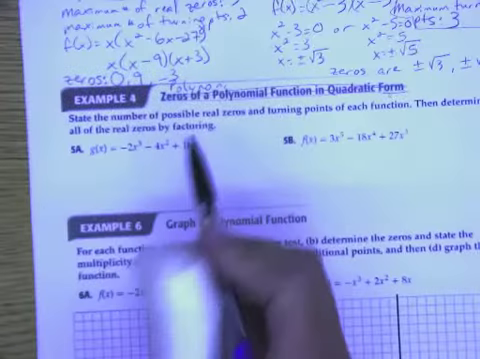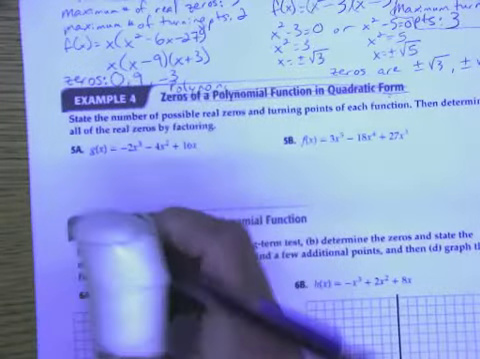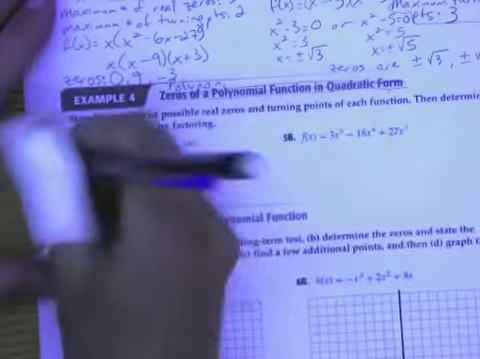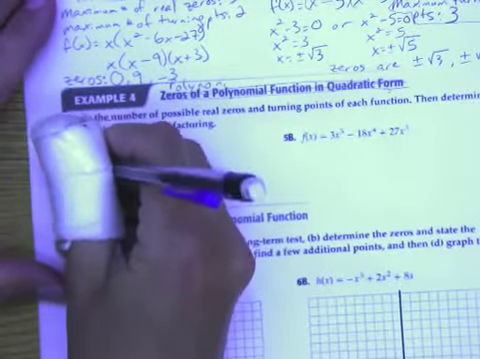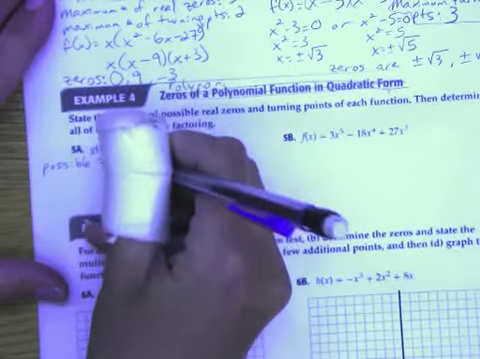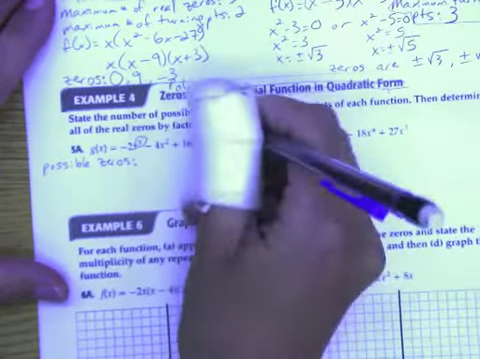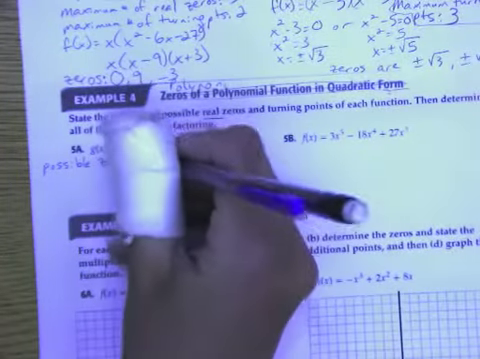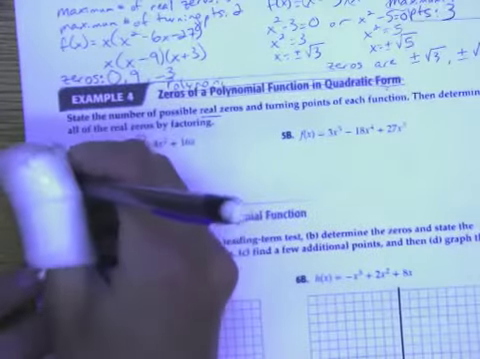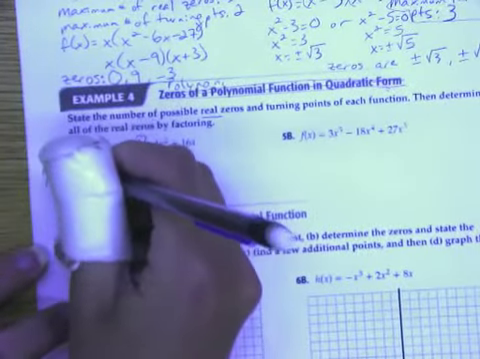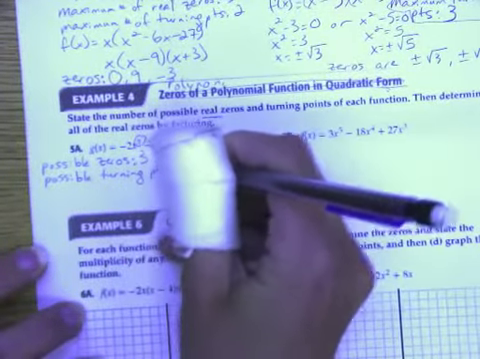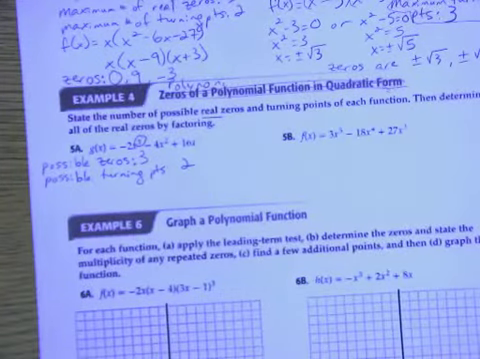Okay, so first let's address the number of possible real zeros. Once again, what you're interested in is the degree of the polynomial. So possible zeros, and of course, we mean real zeros. Even if I don't write the word real, please understand that I mean possible real zeros. 3, possible turning points is 2. And then we want to determine all the real zeros by factoring.